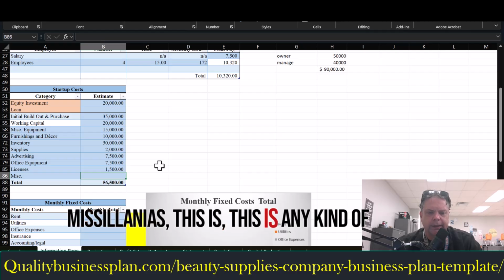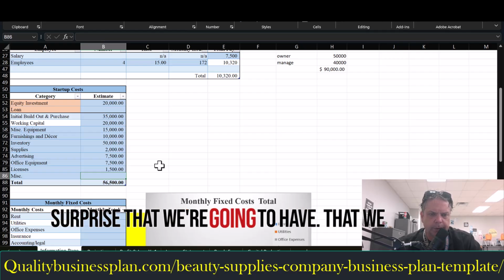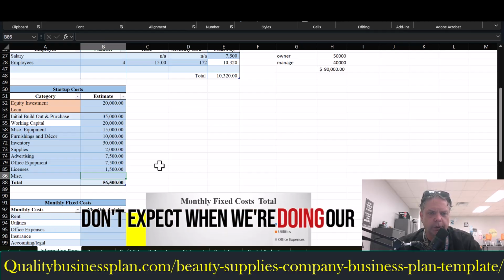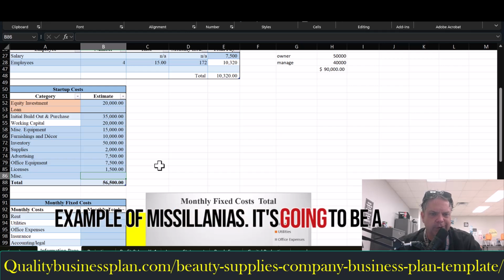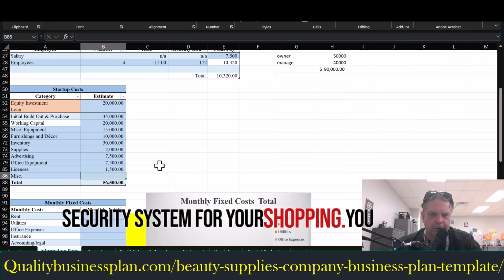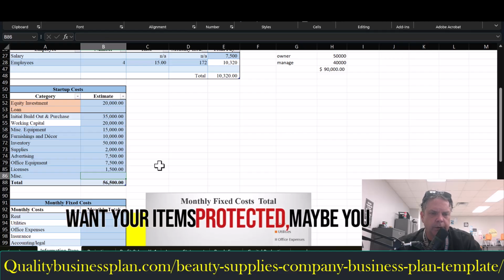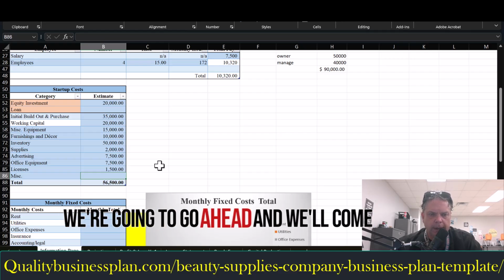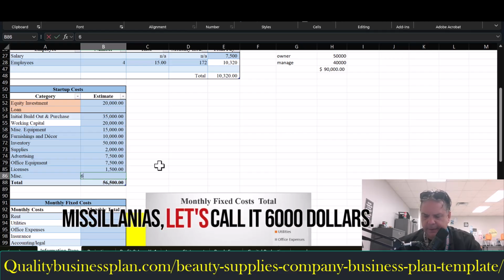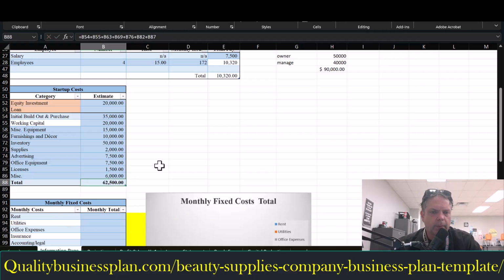Miscellaneous, this is any kind of surprise that we're going to have that we don't expect when we're doing our opening. A good example of miscellaneous is going to be your security system for your shop. When you're not there, you want your items protected. Maybe some cameras out there and such. So we're going to go ahead and we'll call miscellaneous, let's call that $6,000.